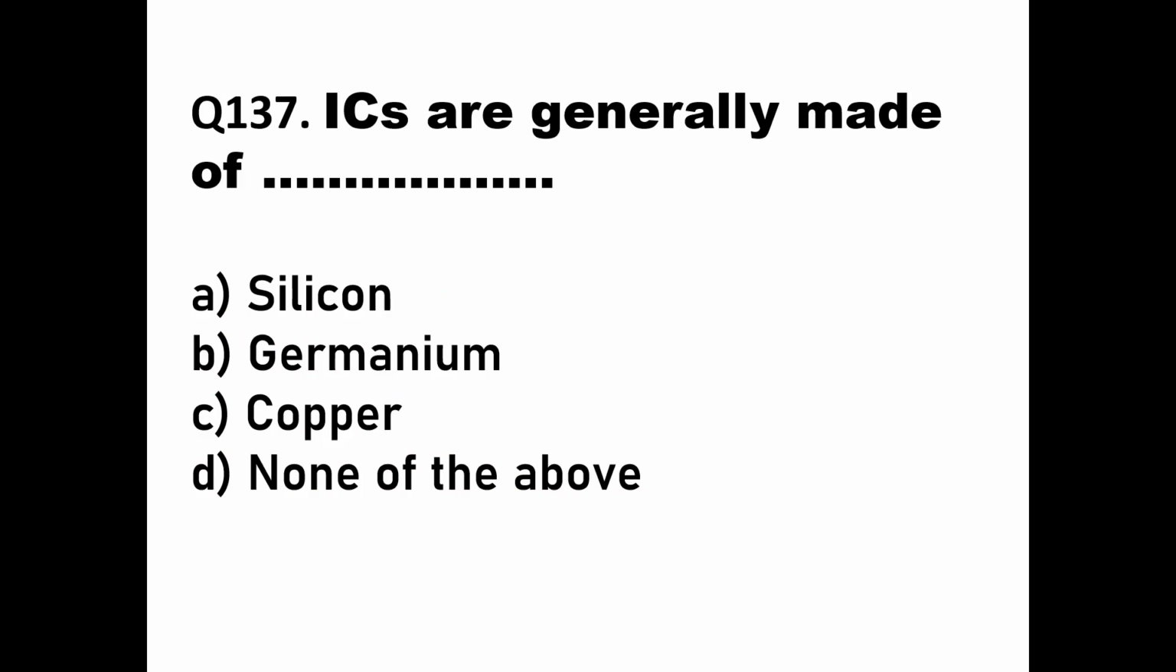Okay. Now, as we know that out of the two best semiconductor materials available, silicon and germanium, silicon is more available in nature and its thermal stability also is better than germanium. So ICs are generally made up of silicon. Okay, so here the answer should be A, silicon.